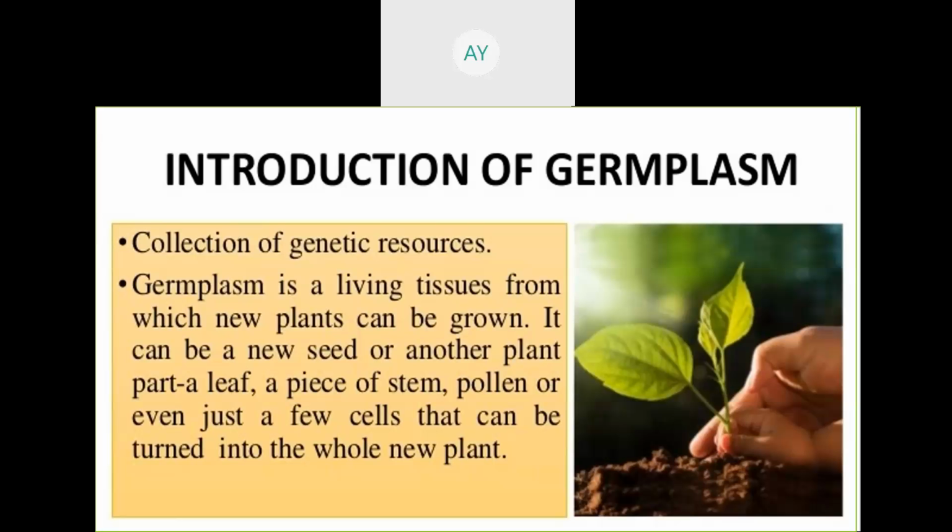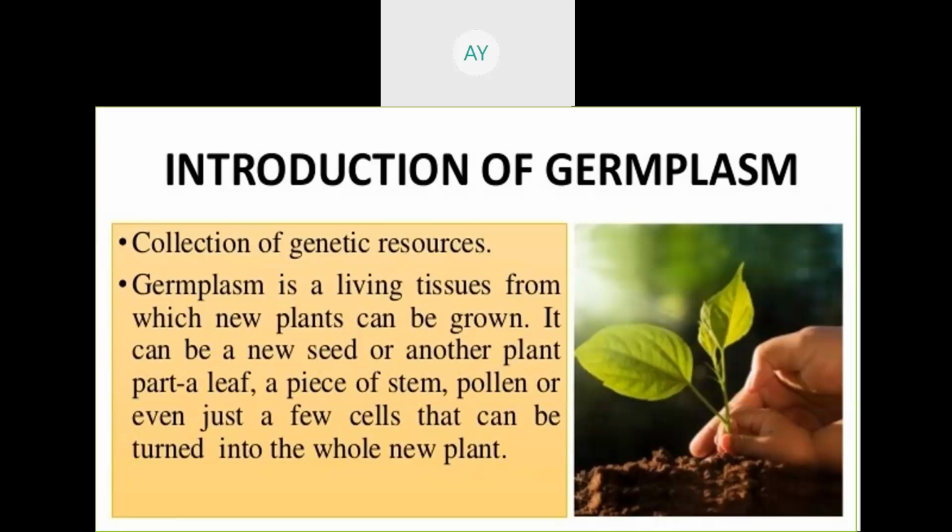So germplasm, what is germplasm? Germplasm is a living tissue from which a new plant can be grown. You can use the seed as a seed, you can use a part of the leaf of the plant, a piece of a stem, cutting, grafting, the plant tissue culture. We can use a small section of the leaf or a small section of the stem, meristematic, as an explant to multiply the plants.